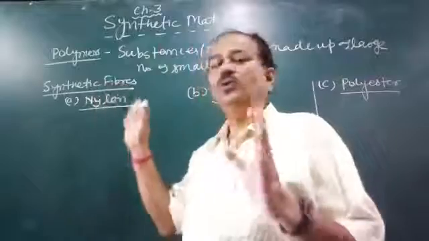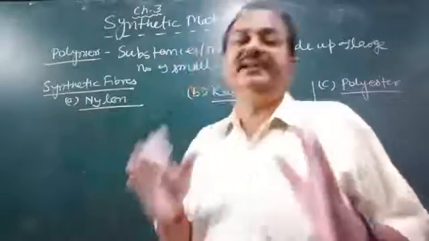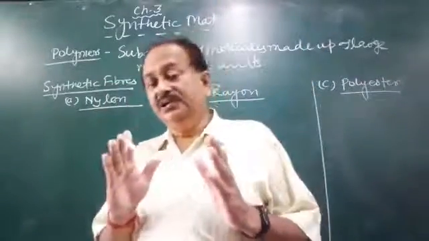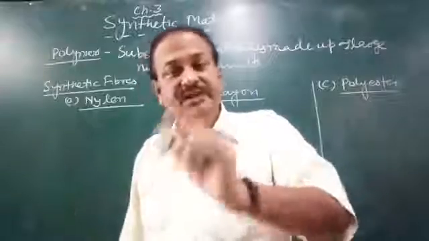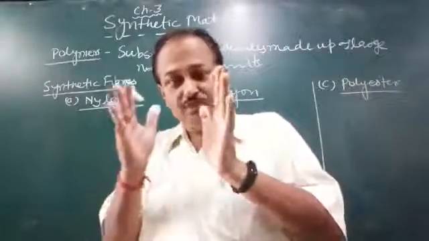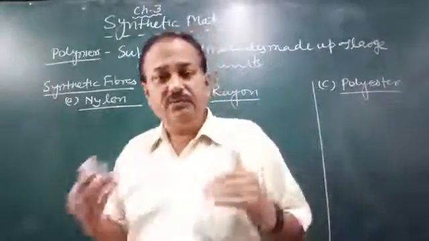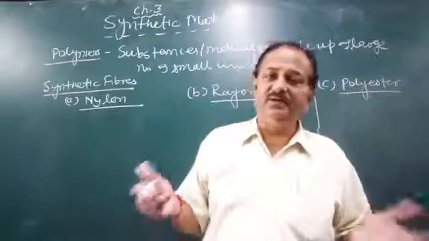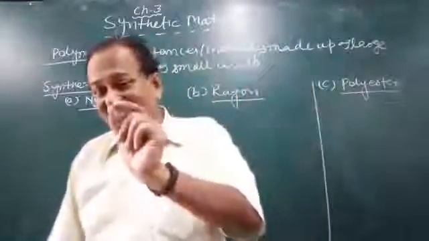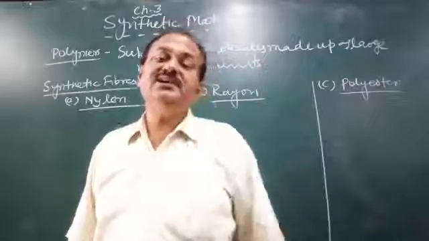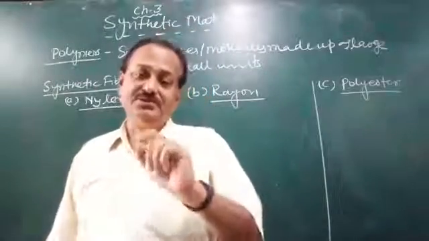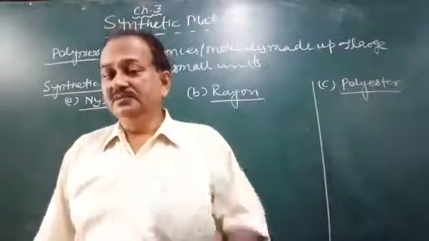Like a wall. A wall is made up of bricks or pieces of stone. So one brick is one unit. One stone piece is one unit. Our body, or the body of any other animal or plant, is made up of cells. So what are cells? Cells are the simplest unit. So this is the meaning of polymer.